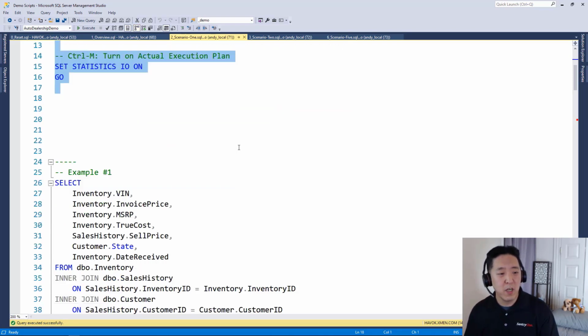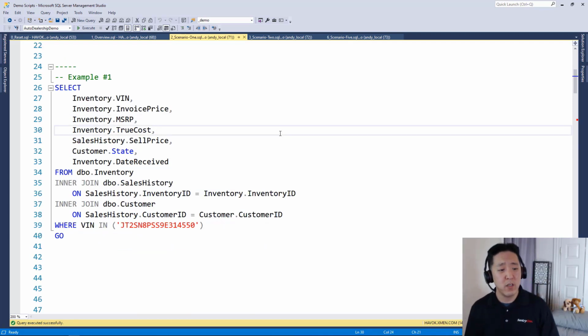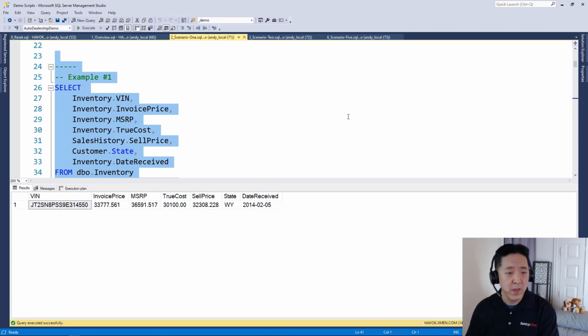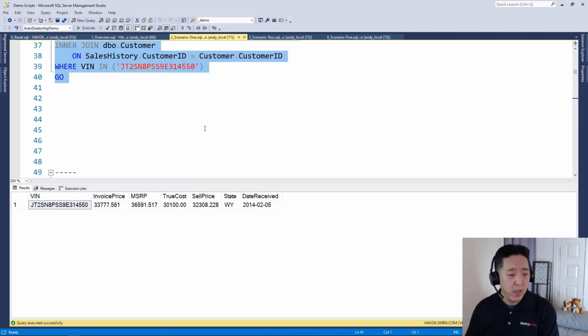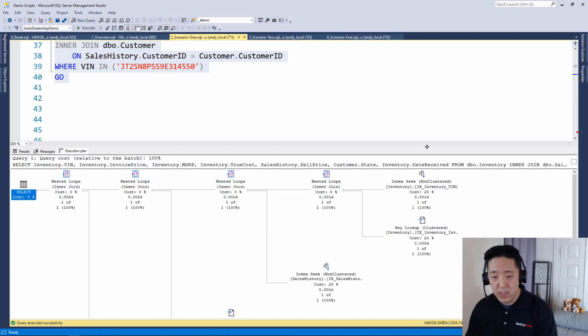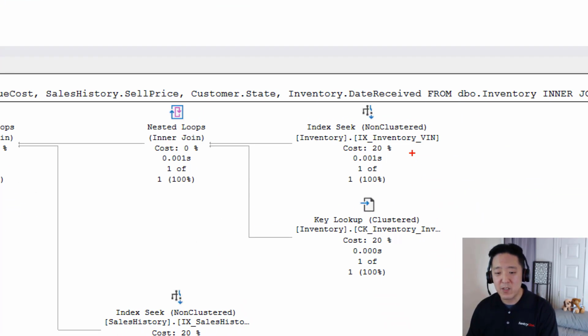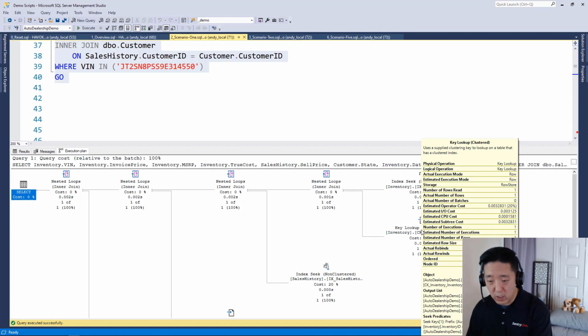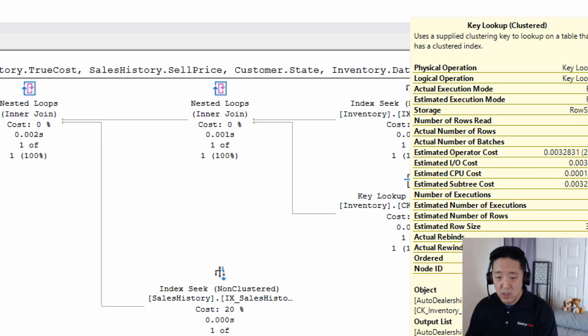Okay, so example number one, we have a select of some different data points from 3 different tables, inventory, sales history, and customer, where the VIN number happens to be equal to that particular VIN number. I'm going to use an in clause once again. Okay, so if we take a look at this base query, let's look at the execution plan. The execution plan happens to have an index seek, but it also happens to have my good friend, the key lookup operation. We happen to do a little bit of extra work here. Well, what did we have to go find? So if I go look at the key lookup here, the output list.